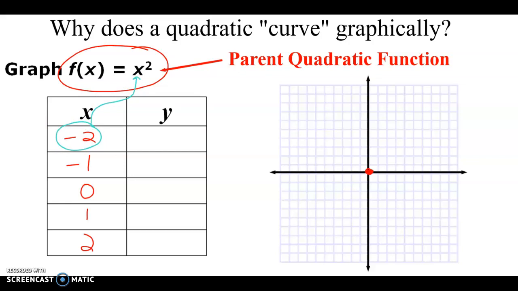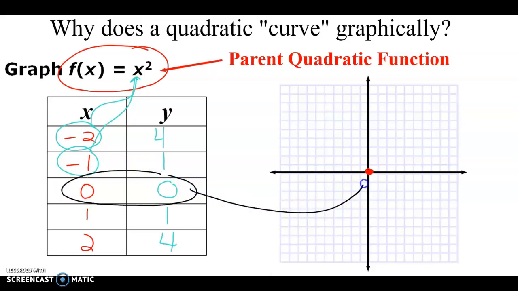So a quadratic is really just taking the x value and then squaring it. So what is -2 times itself? 4. What is -1 squared? Positive 1. 0. 1. 2. 4. So obviously we already knew we were going to have 0, 0.